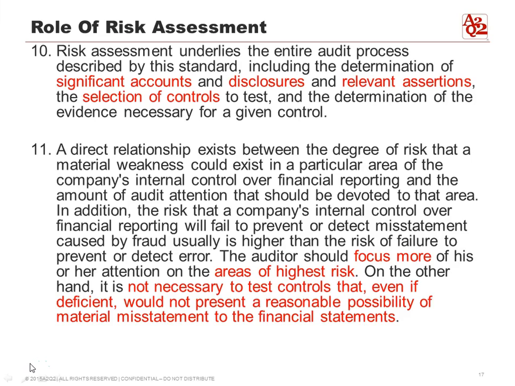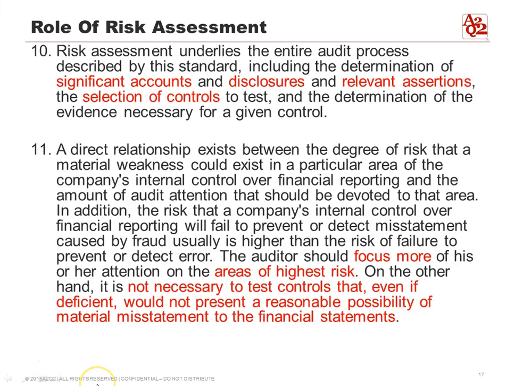So again, what I've done is added emphasis by highlighting certain keywords, and because you now know the background that AS2 was very heavy-handed, very prescriptive, you see a lot of comments throughout AS5 that talk about risk assessment. So the risk assessment that the auditor has to do is determine significant accounts and disclosures and relevant assertions, and also the risk assessment in selecting the controls that you want to test. And there's a direct relationship between the degree of risk and how much work we have to do.